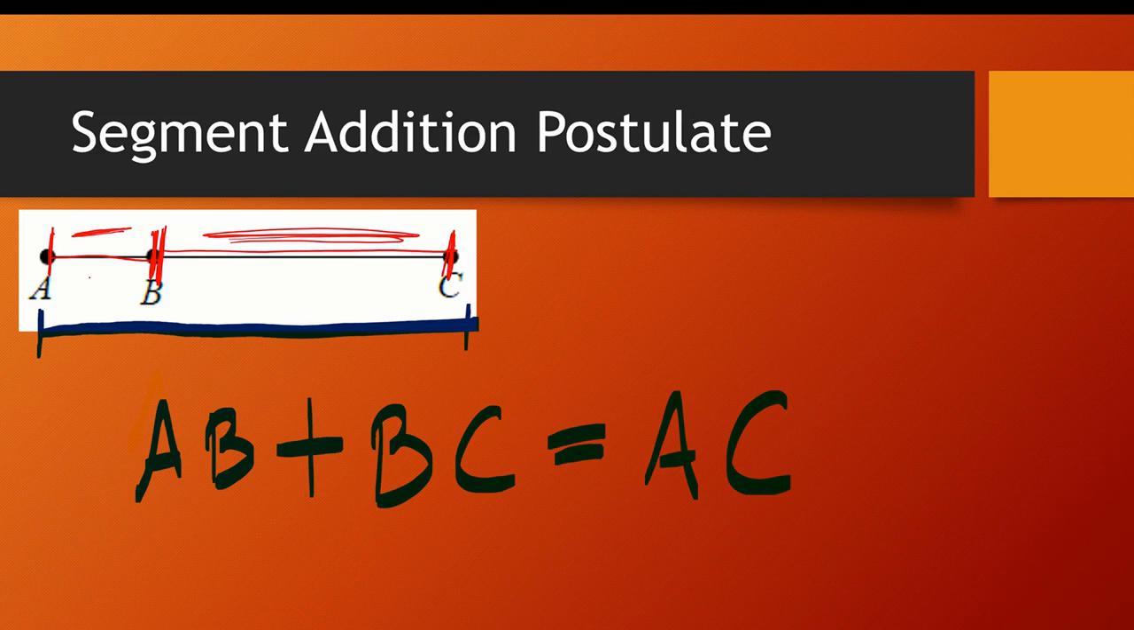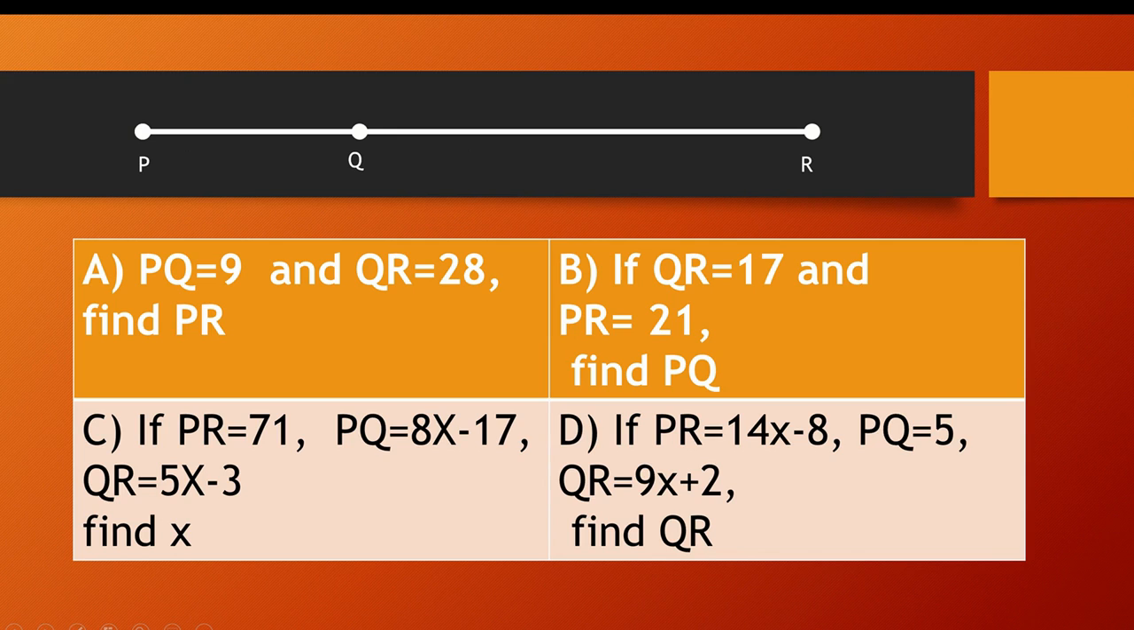So for example, if I told you that's 3 and this is 5, and I asked you to find AC, well, I know AB is 3, and I know BC is 5, which means that AC should be, or it is, 8. And we're going to extend that a little bit.